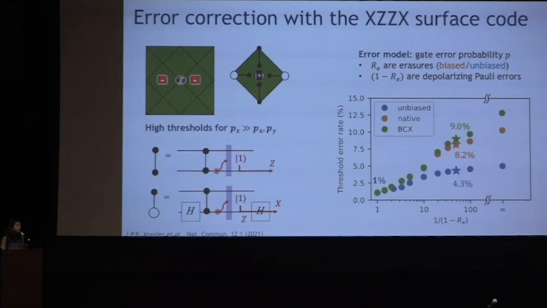In the fusion scheme, it does make a difference. Our XZX cluster state construction does ensure that you have these bias preserving error channels. Any other questions?